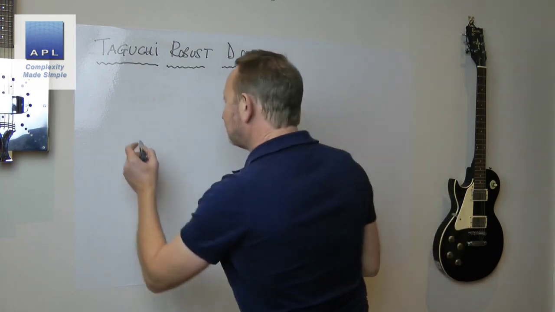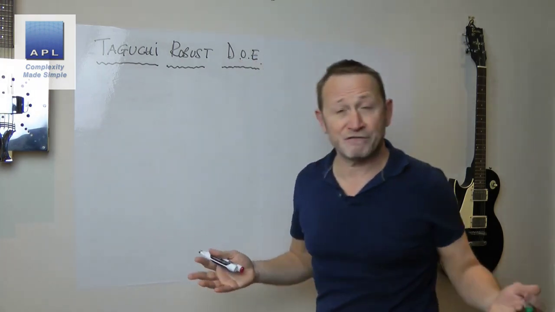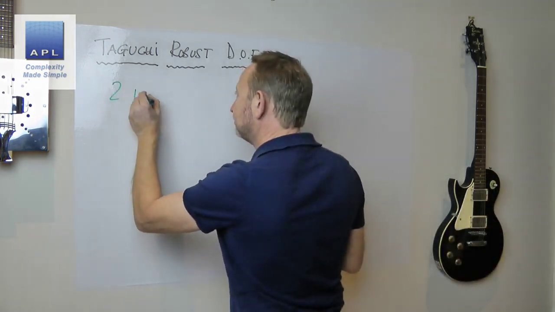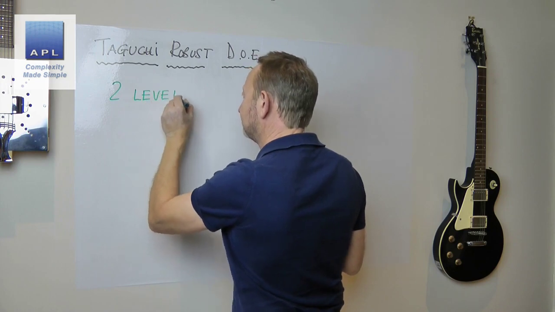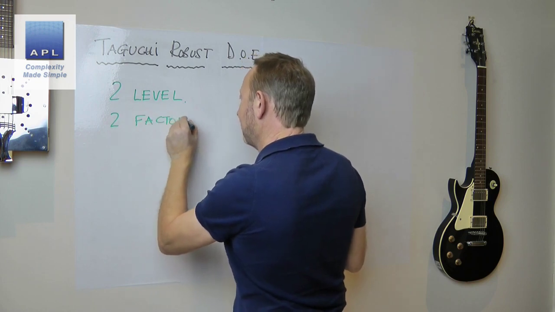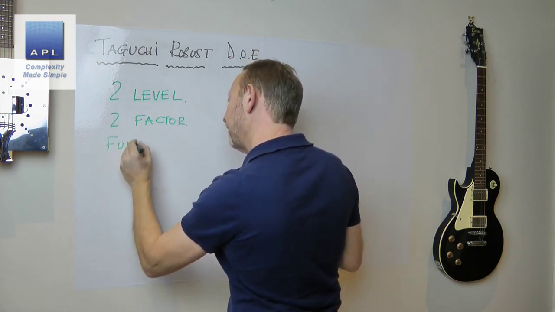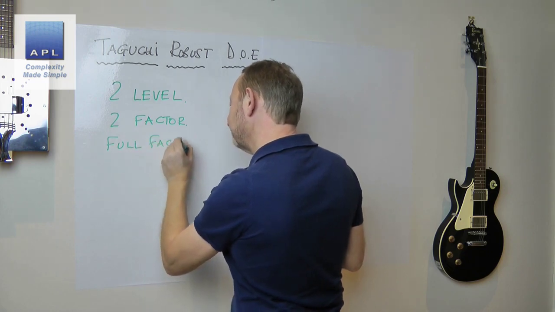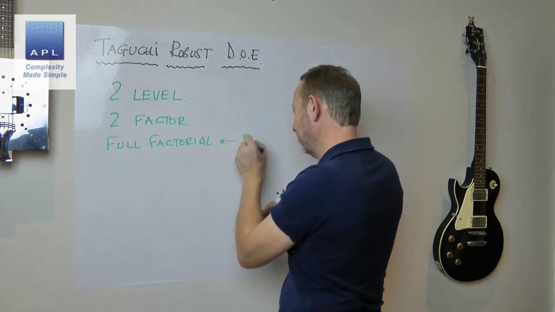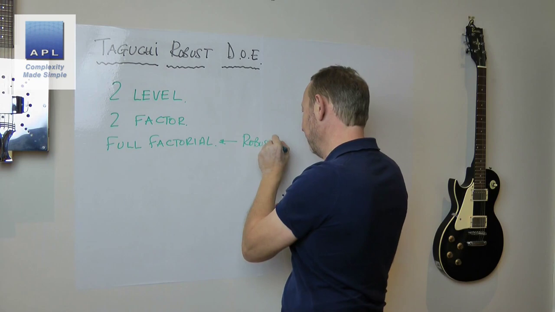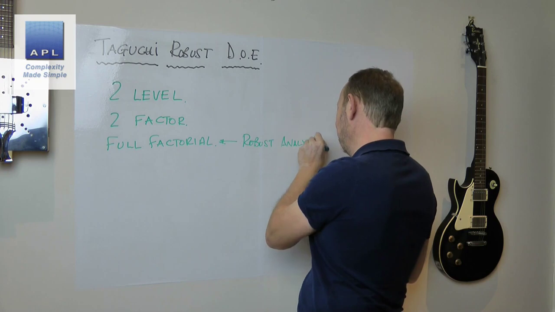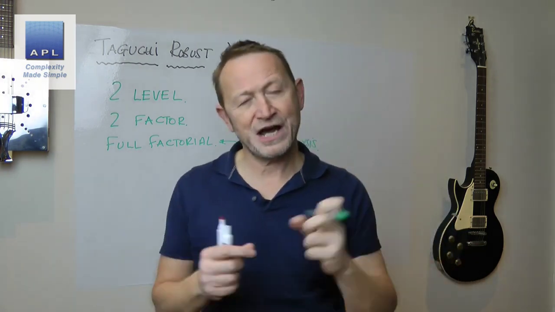Now, basically, let's treat this as if it's an ordinary full factorial. So we're going to go 2 level, 2 factor, full factorial, but it's going to have robust analysis attached to it.